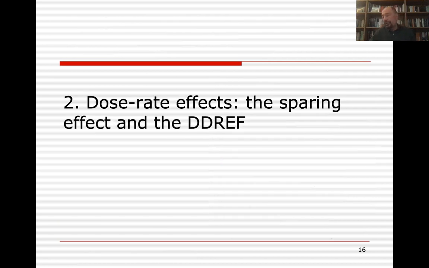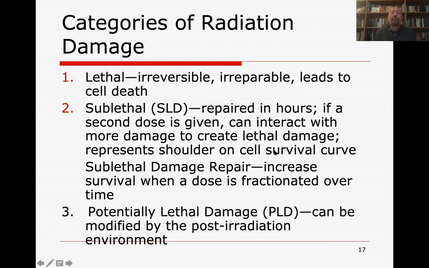Now, the second point that we will touch on is the dose rate effects. And in particular, we will see the so-called sparing effect and the DDREF, which is the dose and dose rate effectiveness factor. I think we mentioned this already in the chemistry. So this is an old idea, but I think it's important that you are aware of it. The idea is that there are 3 types of radiation damage. One is the lethal damage, which is irreversible and leads to cell death.